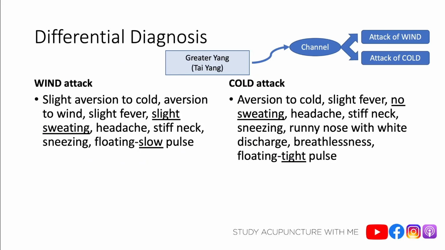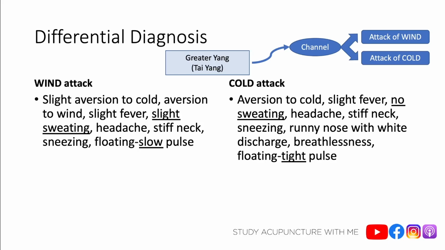Now, they both have the same pathology, which is an invasion of wind cold. The only differentiating factor between the 2 is that one has more wind, or a prevalence of wind, depending on what textbook you read. And the other one, there's more cold, or a prevalence of cold. But what does that look like in your patient? That's what we care about. What are the symptoms in your patient?